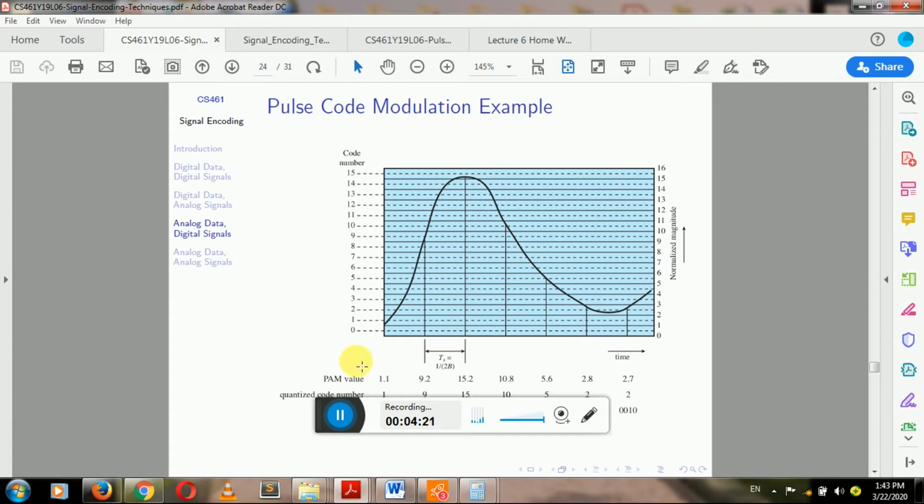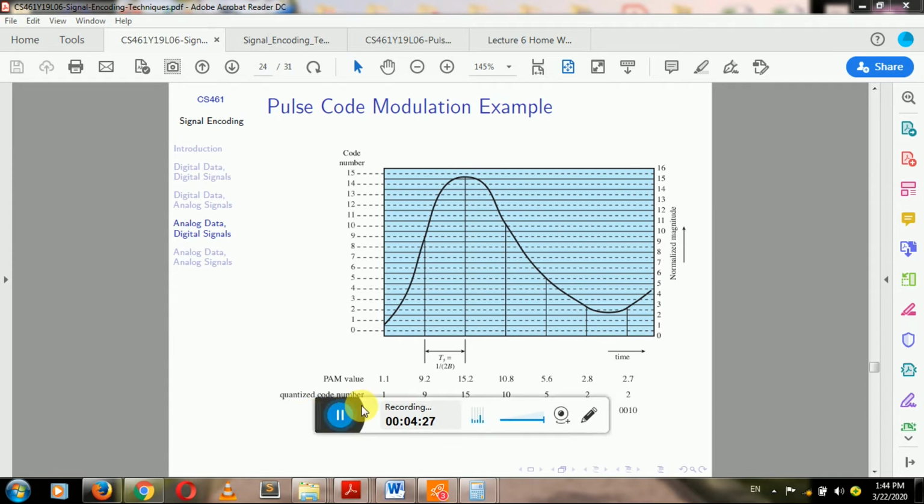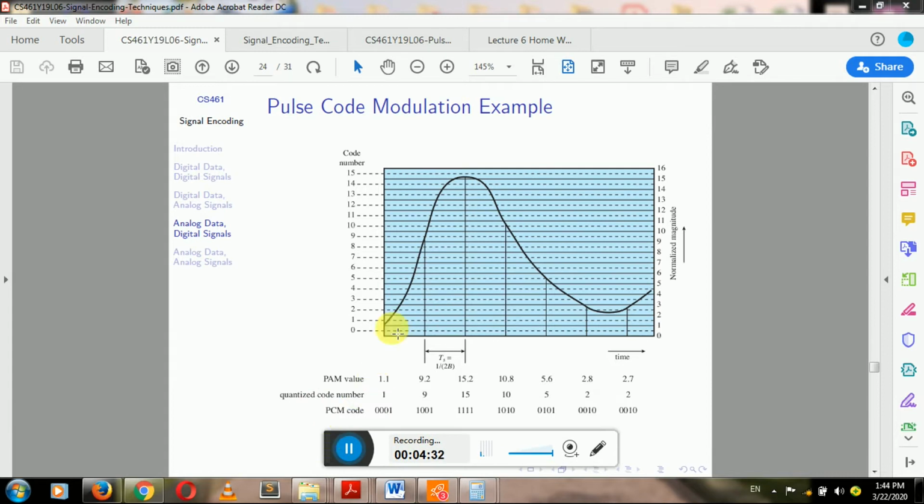Let's look at pulse code modulation by example. Think of the solid line curve as our analog data. It is a representation of someone's voice, or recorded music. This is our data that we are going to send in our communication system.